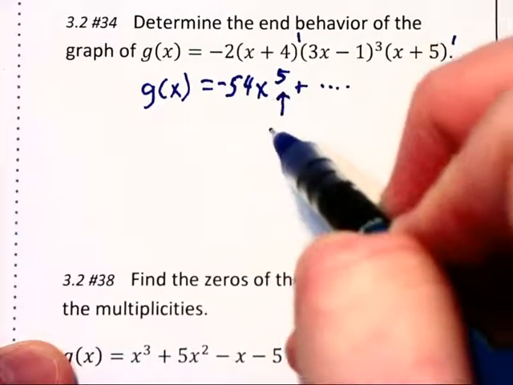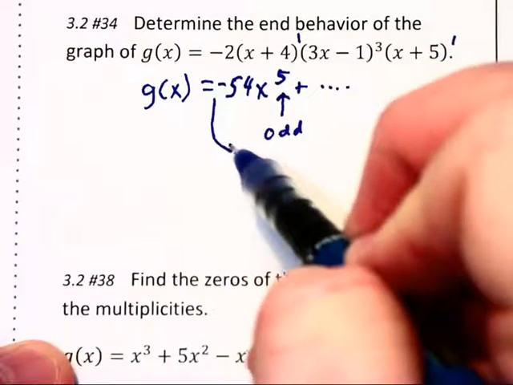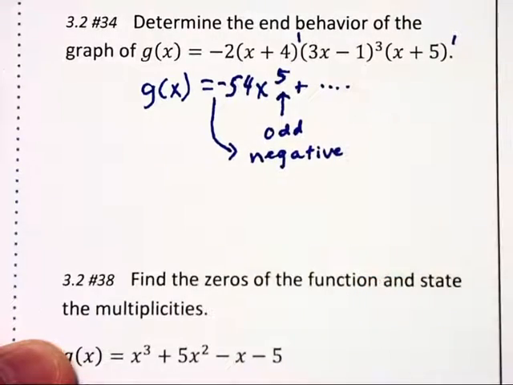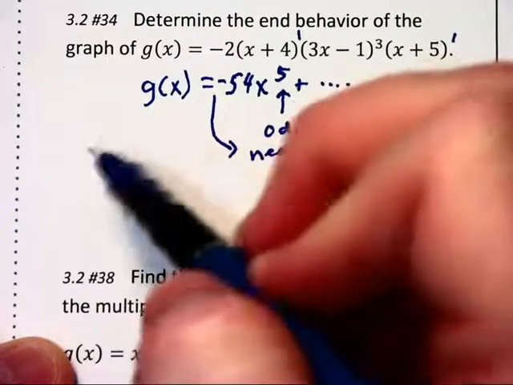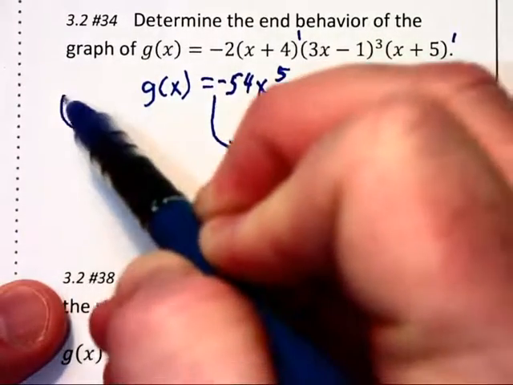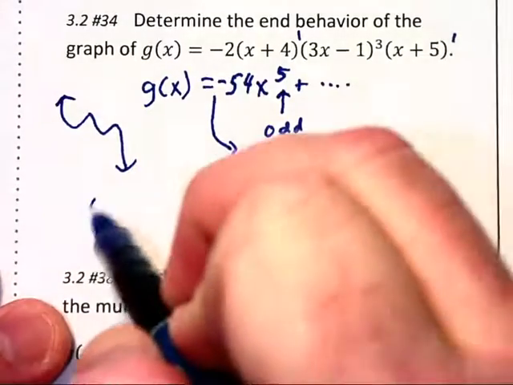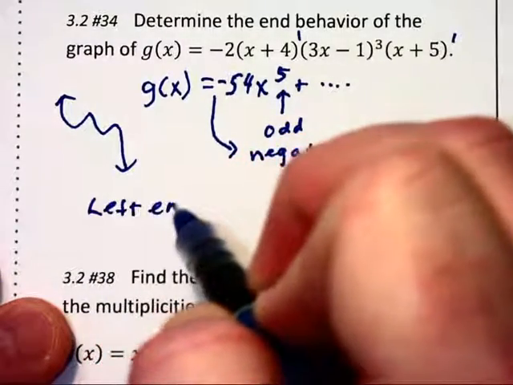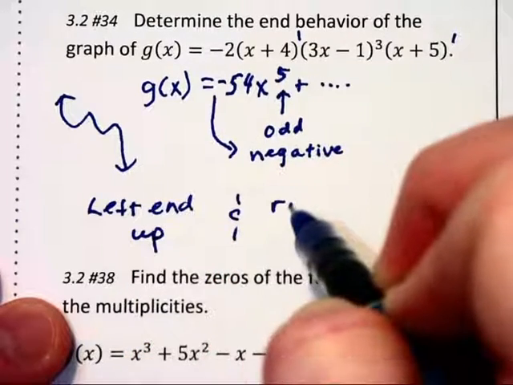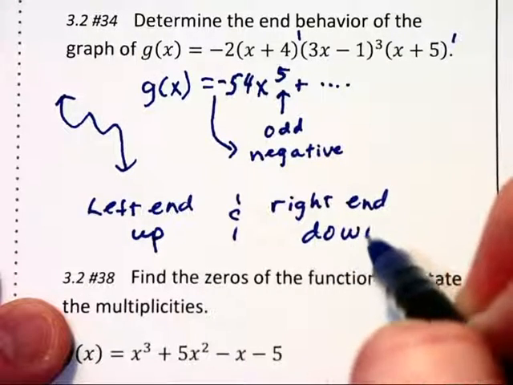Now, since the degree is odd, and because we have a negative leading coefficient, we know two things. We know it's going to have ends that point in the opposite direction. We're going to have a curve that pretty much looks like this right here, and that tells us that the left end points up, and we know that the right end of this graph is going to point down.